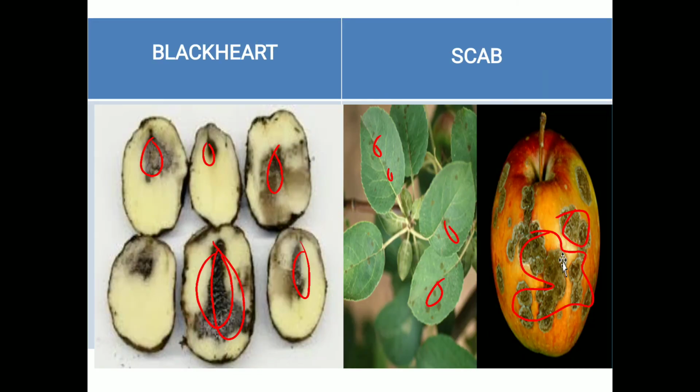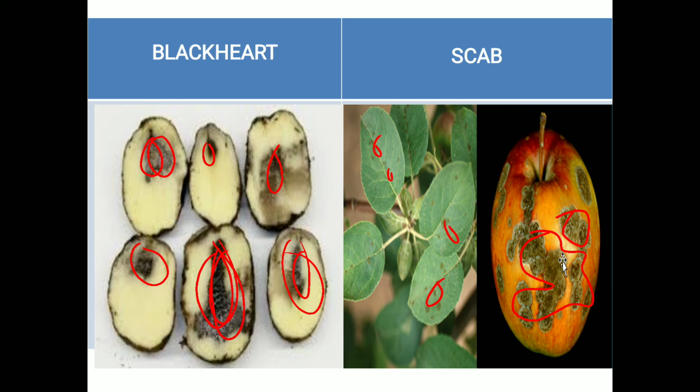Next one is black heart. So black heart of potato means what? Due to poor ventilation or lack of oxygen, the central portion of the potato becomes blackish. When you cut the potato, it appears blackish. To avoid that, we provide proper ventilation for the potato during storage.